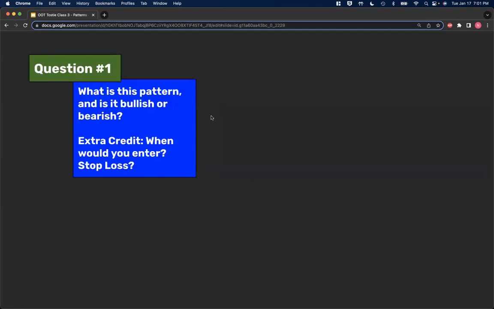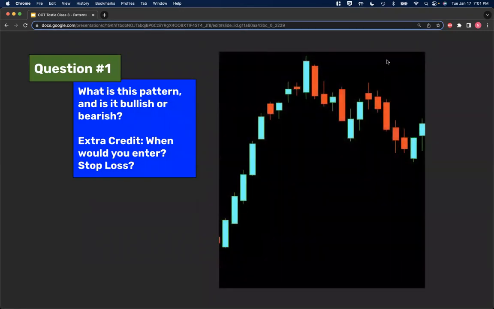So we're going to talk about a quick question here. I want you guys to answer in the chat what this pattern is and if it's bullish or bearish. An extra credit would be when would you enter or a stop loss. So let's get right into it. Let's see what we got. What is this pattern? Is it bullish or bearish? And when would you enter and where would you have a stop loss? What do you guys think?